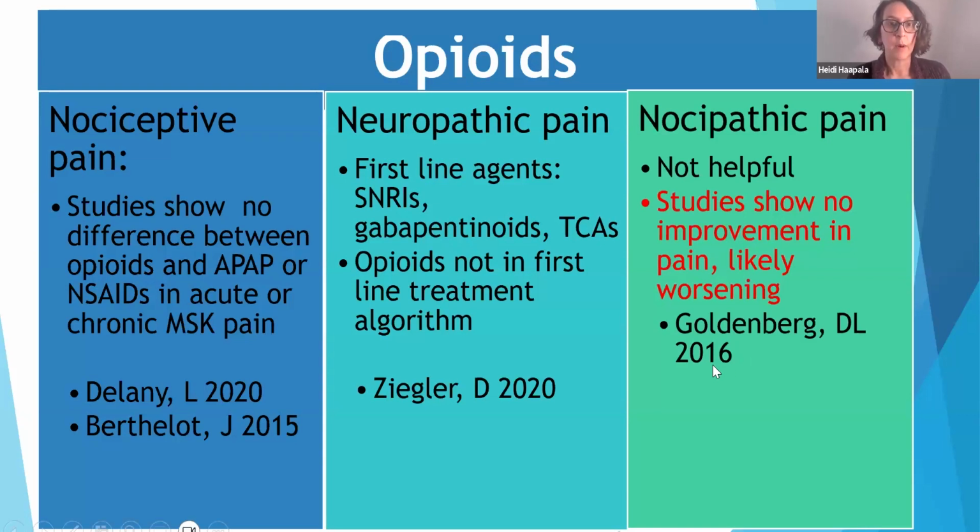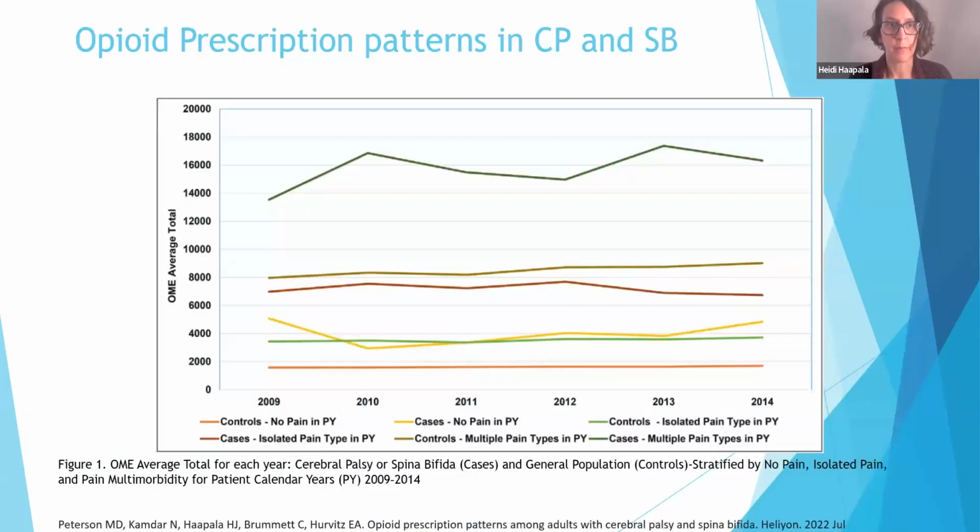So that is a part where it's very important to understand that we might actually be making things worse with giving opioids. And the question is, why do I bring this up? Well, this is why. This is a study that we've done at the University of Michigan. My colleagues and I have looked at the opioid prescription patterns. This is a group that we have looking at data from medical databases. And this is looking at the prescription patterns in people with CP and spina bifida. So this database that we have has both.